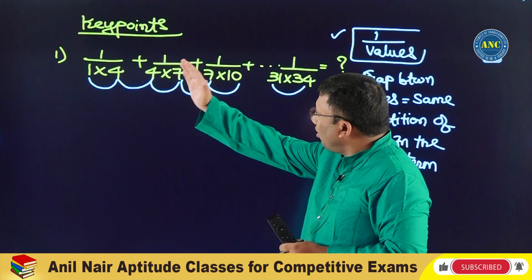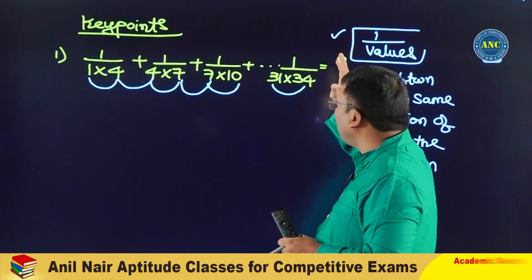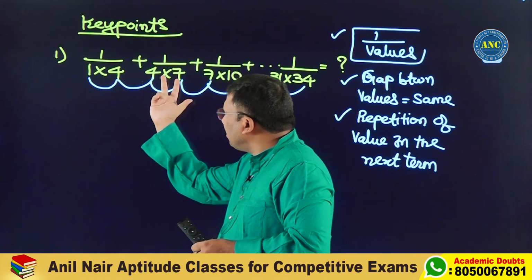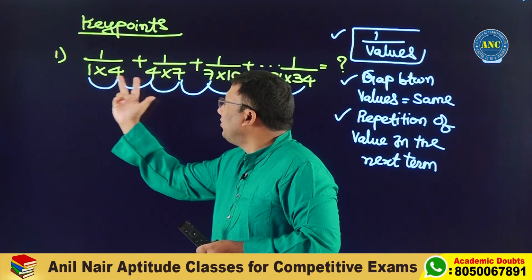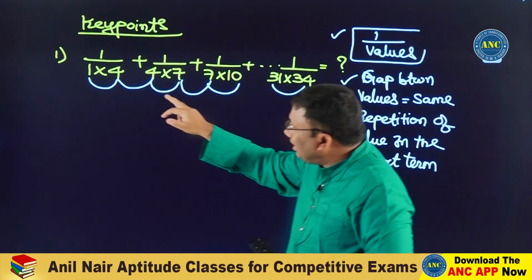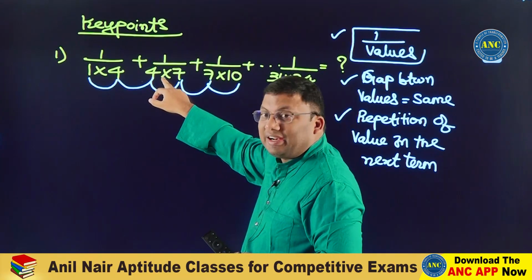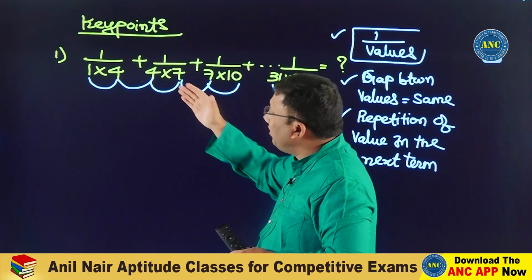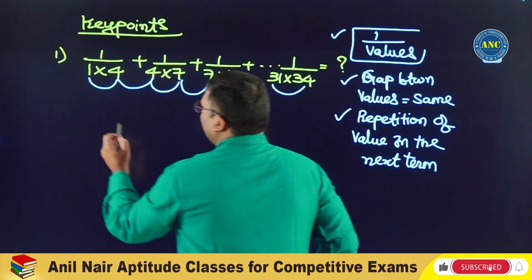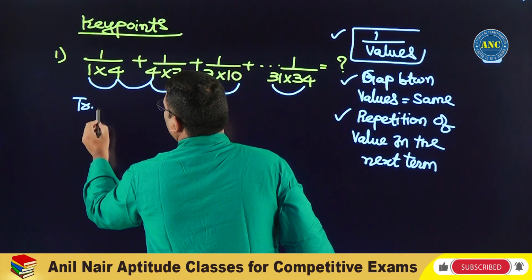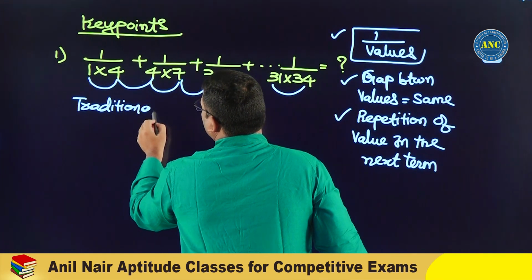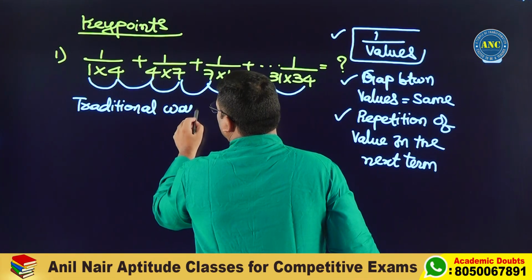Again, I am repeating: all the terms are of the form 1 by value. Second, there are two values in the denominator and the difference between the values is the same. Third, there is a value which is repeated in the next term. It can be 3 values, 4 values, 5 values. Now the traditional method, please write down. This is how generally in our textbook we will solve it, then we will discuss the shortcut.